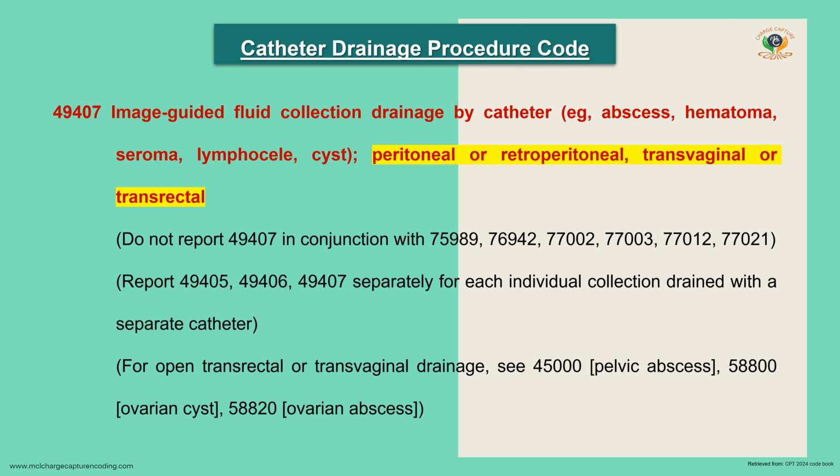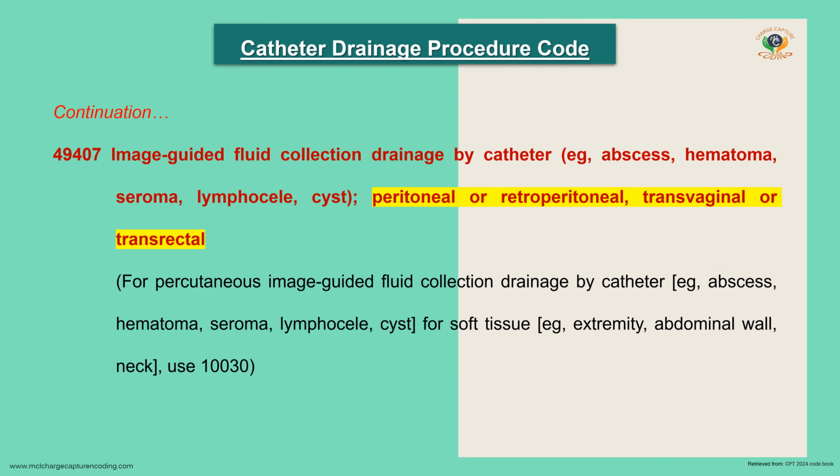For image-guided fluid collection drainage from transvaginal or transrectal of peritoneal or retroperitoneal, report CPT code 49407. Transvaginal means across or through the vagina. Transrectal pertains to passing through or performed by way of the rectum. Please note more parenthetical guidelines for code 49407.